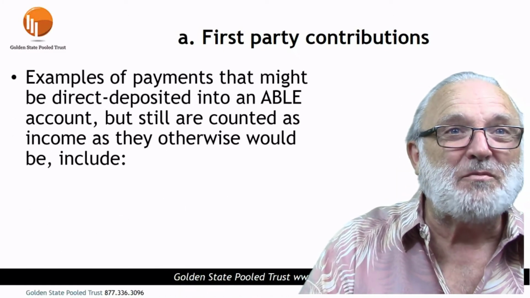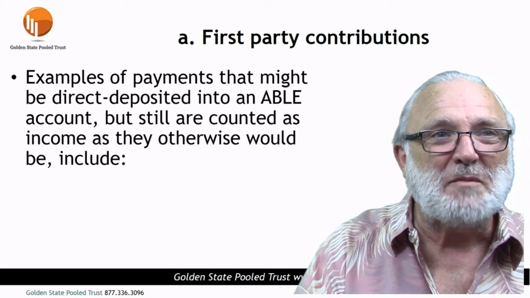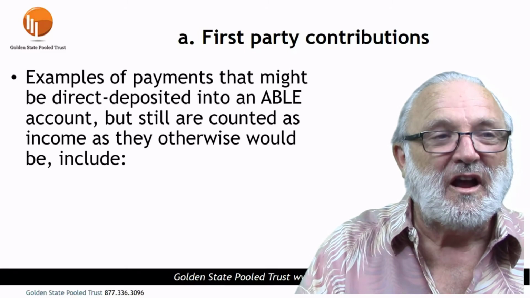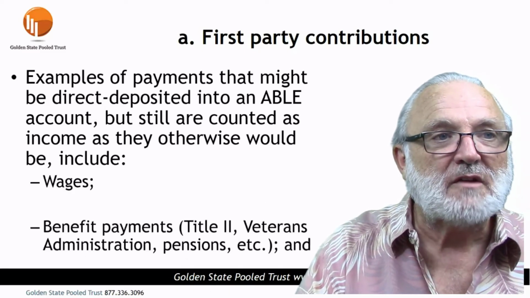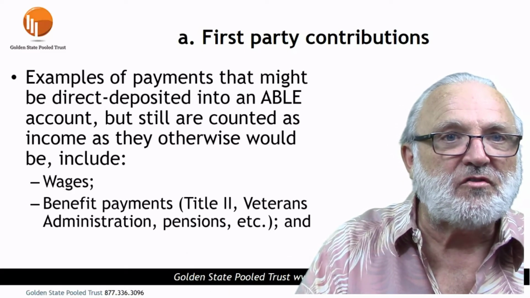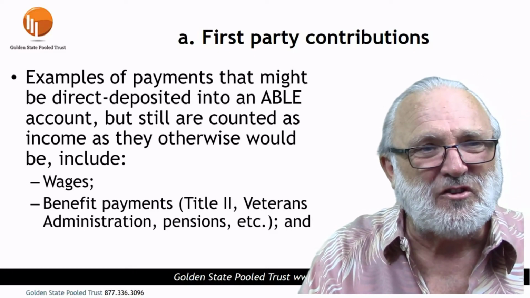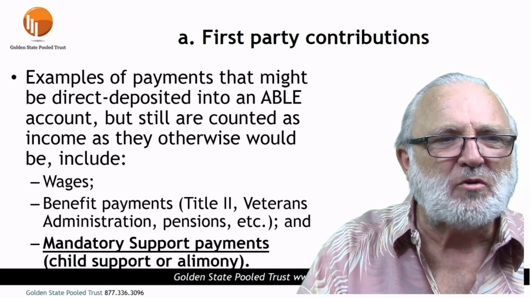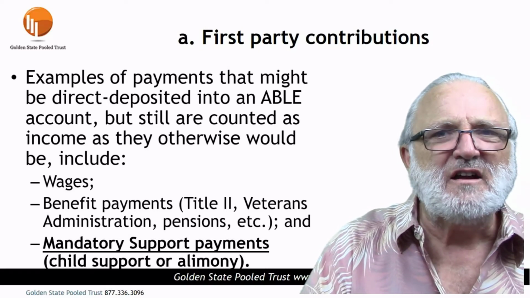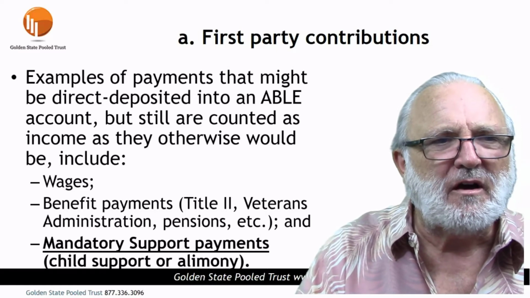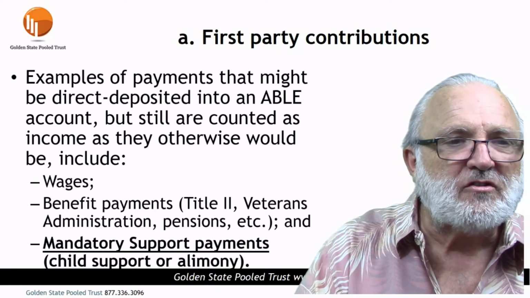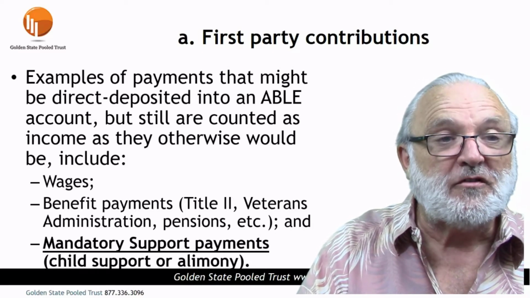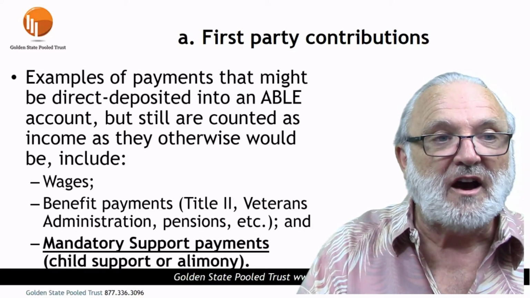So here are examples of payments that might be direct deposited into an ABLE account, but they're still going to be counted as income as they otherwise would be. They include wages, benefit payments, for instance, from Title II benefits, veterans benefits, pensions, etc., and mandatory child support payments or alimony. Just as an aside, there's a POMS that's made it clear before that if you have child support or alimony that is irrevocably assigned to a self-settled special needs trust, that's not counted as income.